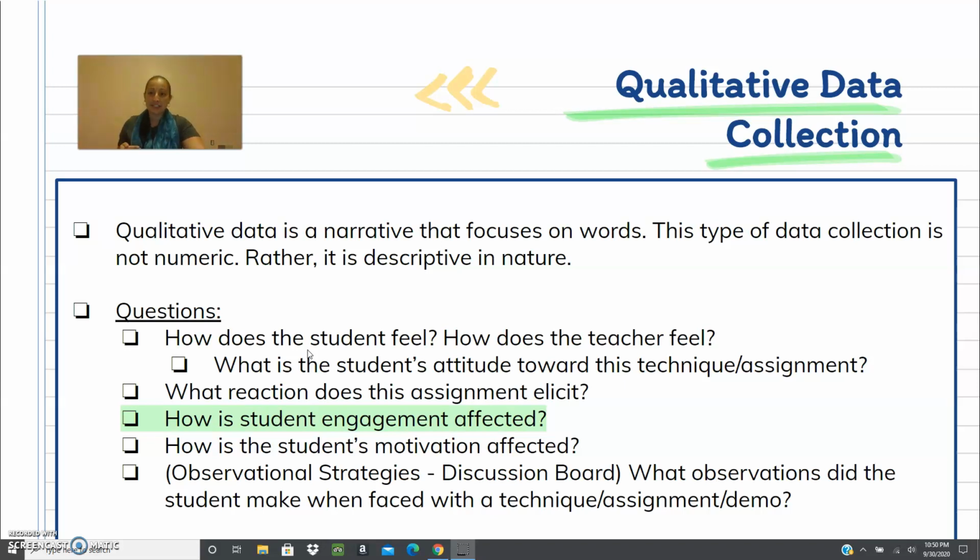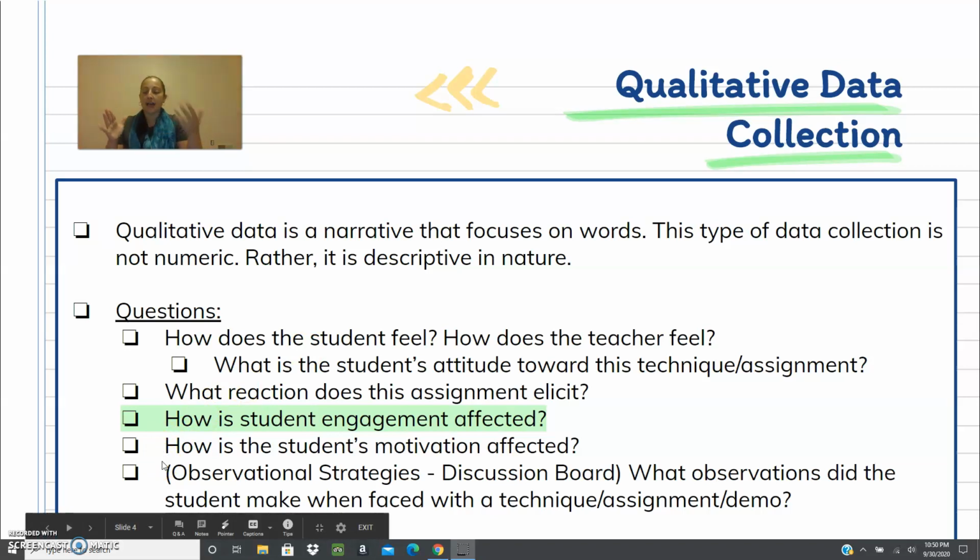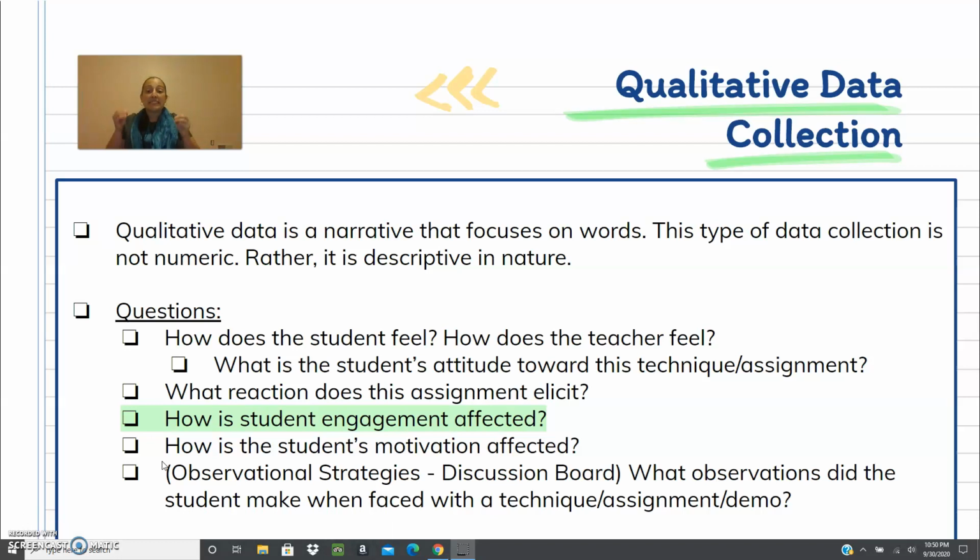Same thing with motivation. But then I got to another person's upload and I saw that they had specifically talked about observational strategies, and that observational strategies can be for students or for teachers. What is the student reporting on when you give that demo? What did they see? And here in this journal format, we have that narrative right there. So I think that journaling really lends itself nicely to a whole plethora of questions that involve feelings, attitudes, and reactions.